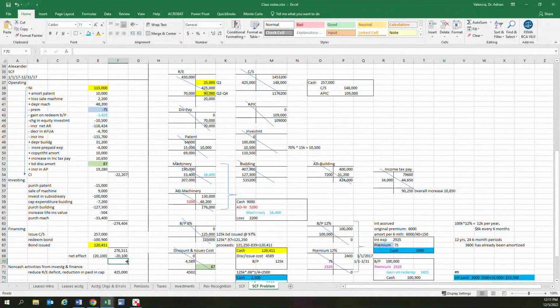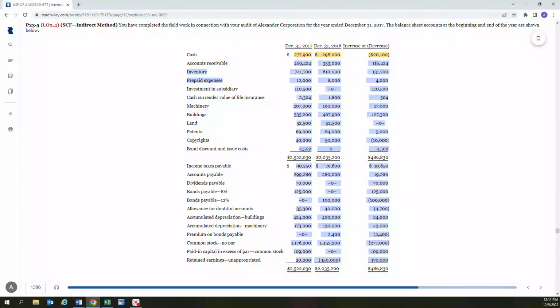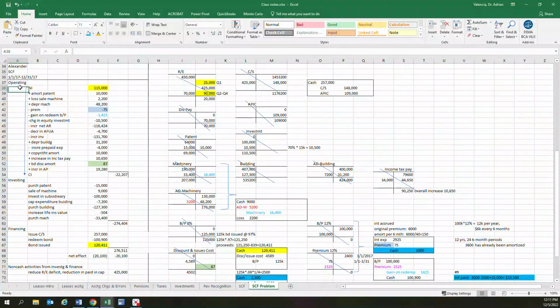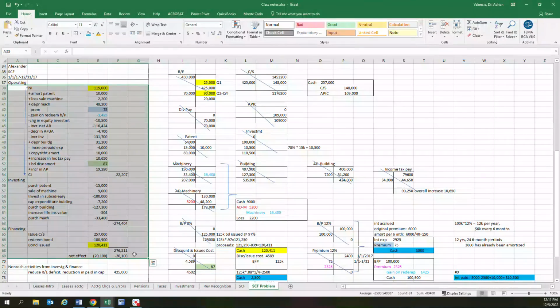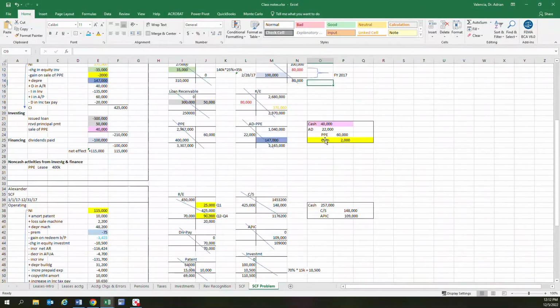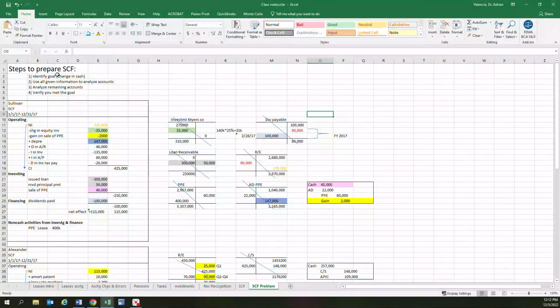But the idea here is we've confirmed what our goal was, and our goal was to explain this decrease of 20,100. And all this work we did here is what explains the decrease of 20,100. Okay, so this concludes the two examples that I wanted to show you in terms of the preparation of the statement of cash flows. Remember, start out by identifying what your goal is and finish off by verifying that you met your goal. It's very important.